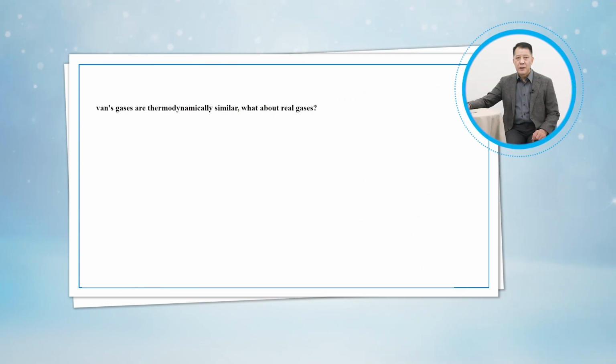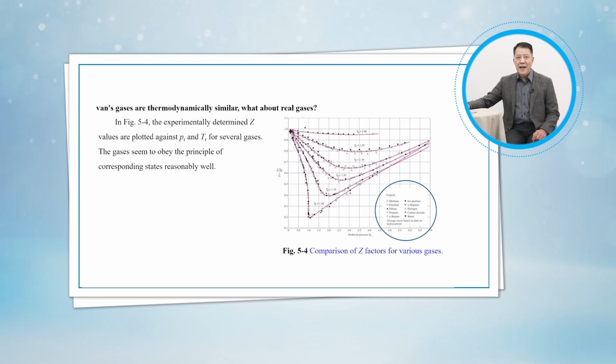The topic of this task is about the generalized compressibility chart. We have learned the valence gases are thermodynamically similar. What about real gases? Figure 5.4 shows experimental data for 10 different gases on a chart of this type.